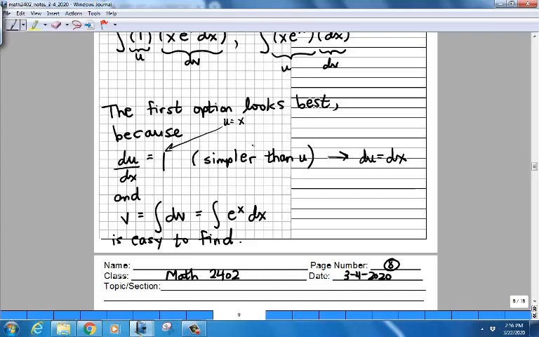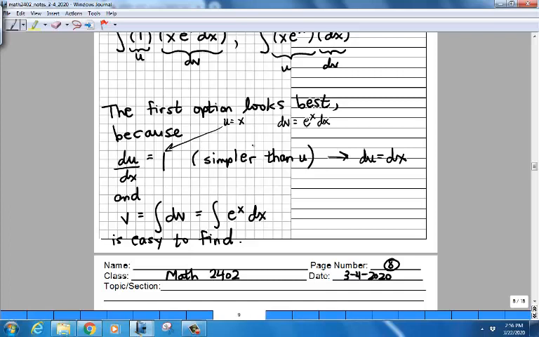All right, now, if we let u be x, that means we're letting dv be e to the x dx. And that is going to be a good choice if this is easy to integrate, right? Okay.